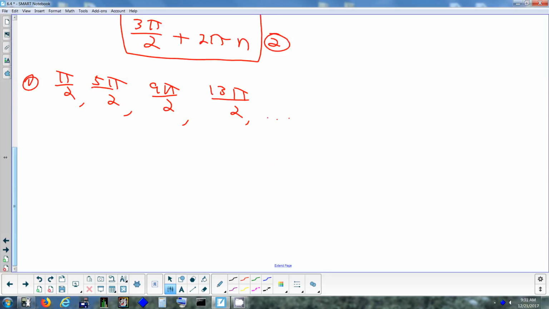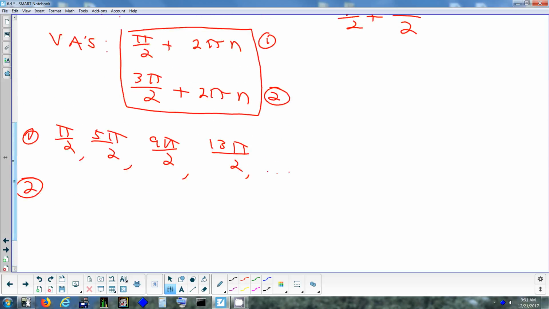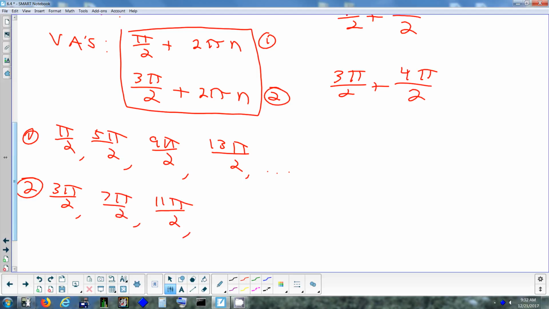Now, let's write out some of the second asymptotes and watch what happens. So the first one was 3 pi over 2. And the next one, you're going to add 2 pi. So where is the next asymptote for the next second asymptote? 7 pi over 2. 7 pi over 2. How about the one after that? Caleb? 11 pi over 2. 11 pi over 2. And then right after that, 15 pi over 2.